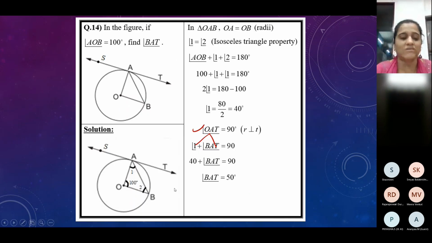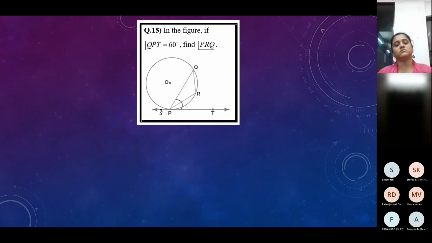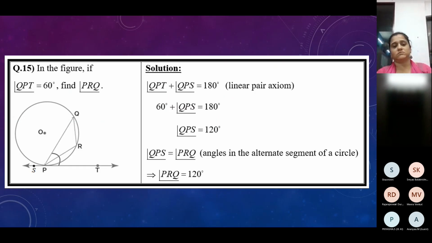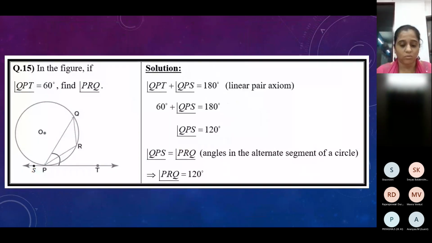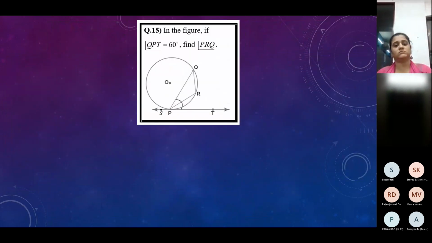Yes, Shreyas, did I tell you something relevant to your question? Or you still have something in your mind? No, ma'am. Hold it. So. If QPT is 60 degrees.